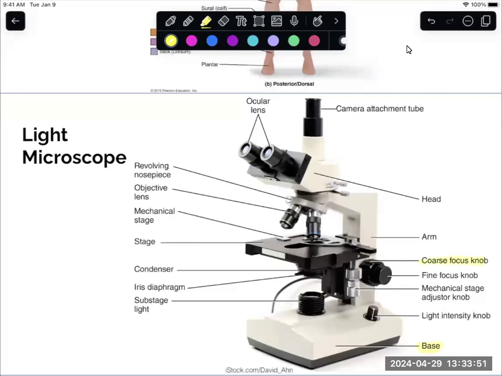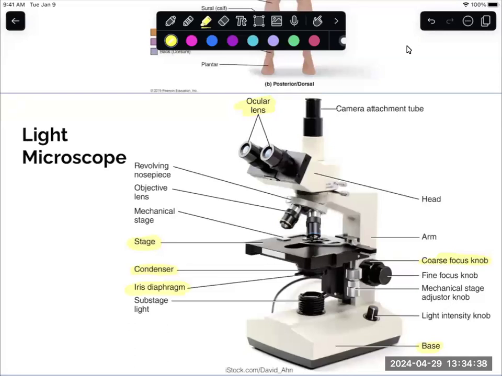We have our coarse focus knob. This moves the stage up and down fast. The condenser determines how much light is being shown through onto whatever slide you're looking at. The eyepiece or the ocular lens, this is what you're looking through to look at a slide of something. The iris diaphragm is down towards the bottom. It helps that condenser really with the light.